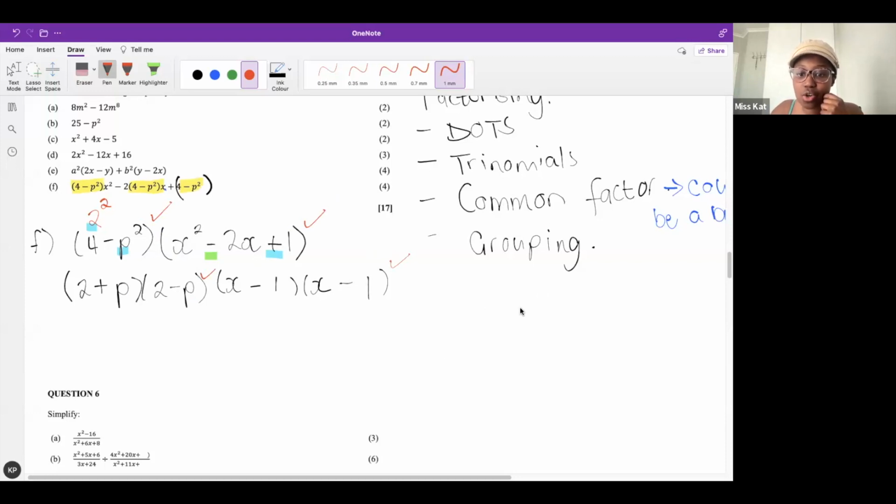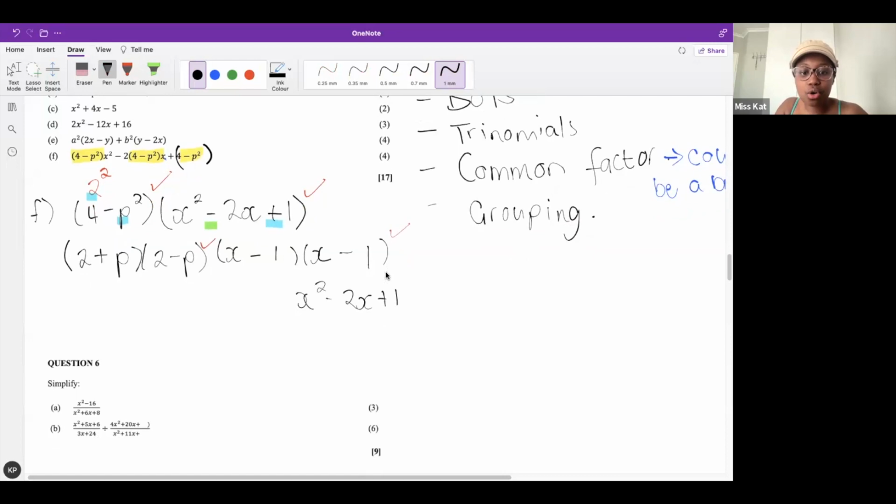Where did the 2x go, ma'am? We factorized it, Kwezi. Look here, we have x squared minus 2x plus 1, right? So we have to make 2 brackets out of this. 2 brackets, because it's a trinomial. What are the factors of x squared? What do you multiply by what to get x squared? X and x. Do you agree that it's the only way to get x squared?